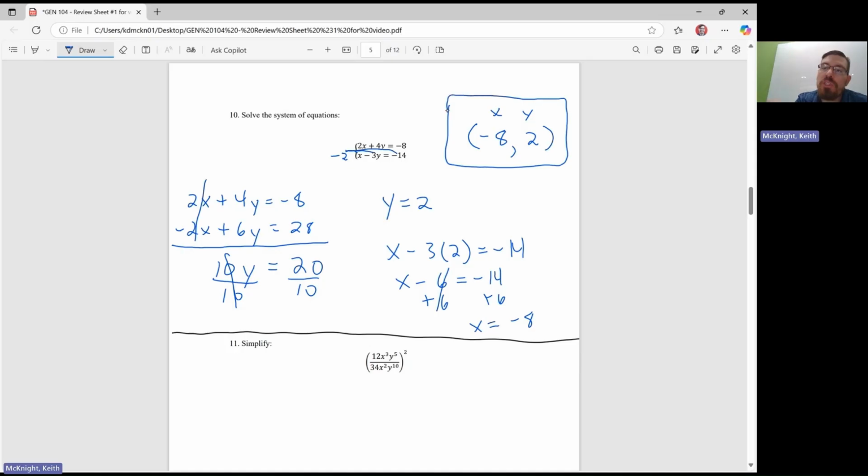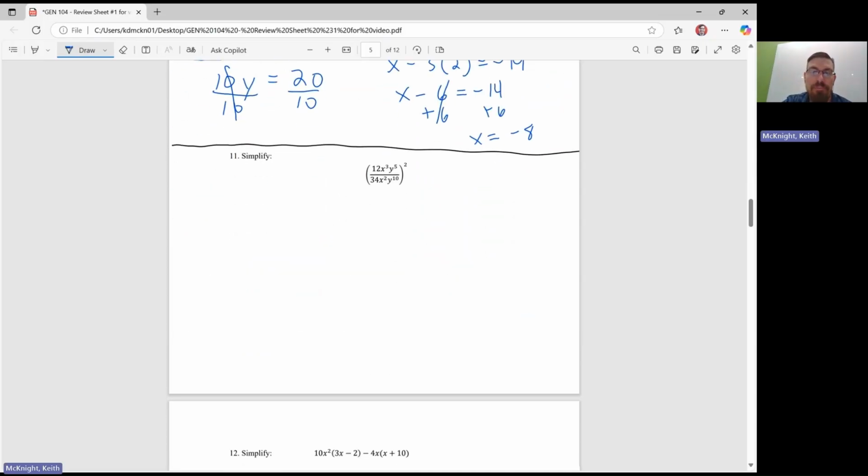Now, if you wanted to double check yourself, all you would have to do is plug x and y into both equations to make sure both are true. And they should be, but that's a good way to check yourself when you're taking the test. You should have time to do so, so don't be afraid to check your answers once you've selected one.